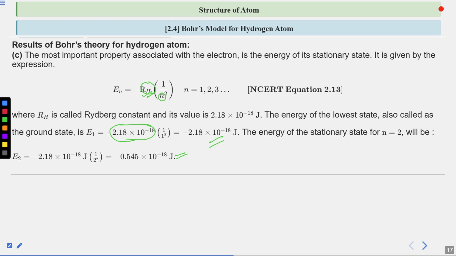Any doubt till now? So we have gone through 3 results. So this is the third one. Now we will move to the derivation part. This is very much related to physics, but since it is given in your JEE and NEET syllabus, I am considering that derivation.